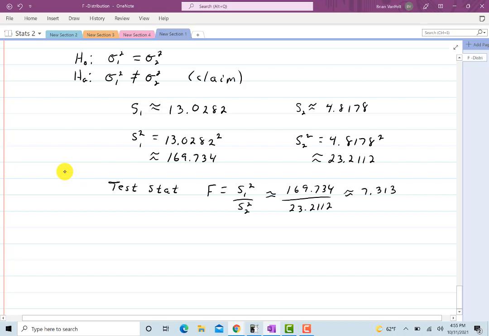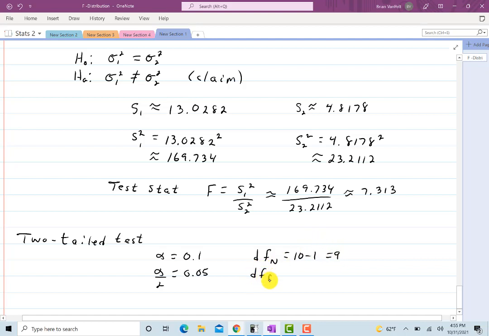Now, this is a two-tailed test. And so, with that in mind, we are going to use alpha equals 0.1, so alpha over 2 equals 0.05. The degrees of freedom of the numerator was equal to 10 minus 1, which is 9. The degrees of freedom of the denominator was also equal to the same amount. So 9 and 9. So the table I want to look up 0.05 and 9 and 9.